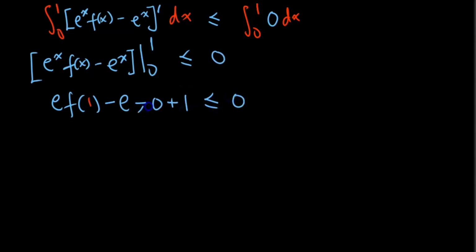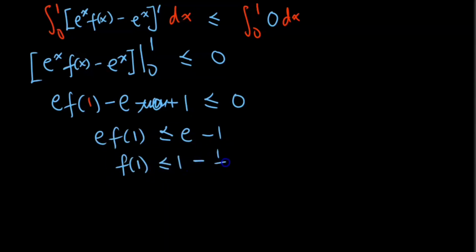So we clean things up a little bit. All right, good. On the right hand side, this will be less than or equal to e minus 1. That is, e times f evaluated at 1 is less than or equal to that. So making f of 1 stand alone on one side, this should be less than or equal to 1 minus 1 over e.